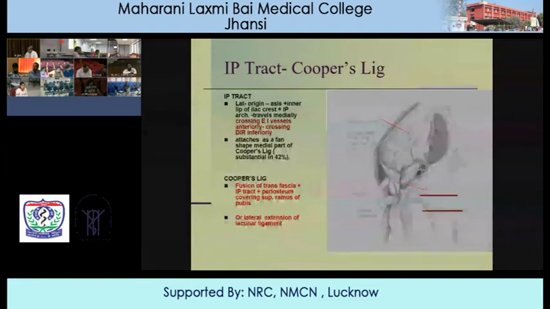Very clear. If you understand the anatomy, it is very, very clear. Nothing wrong with this anatomy, nothing very difficult to understand.